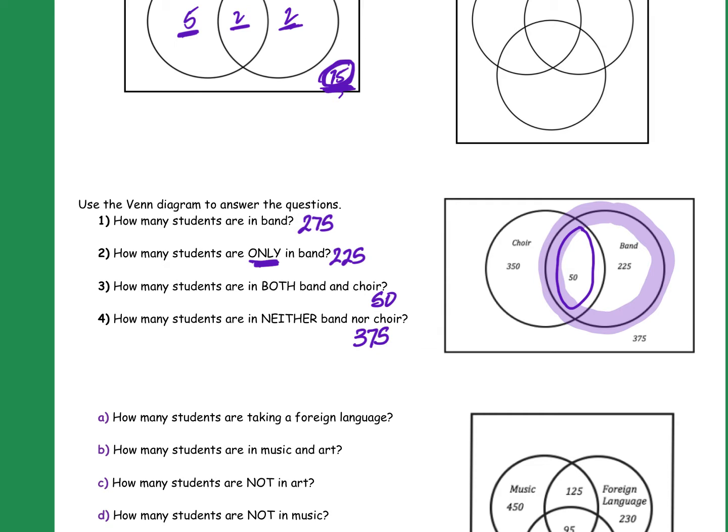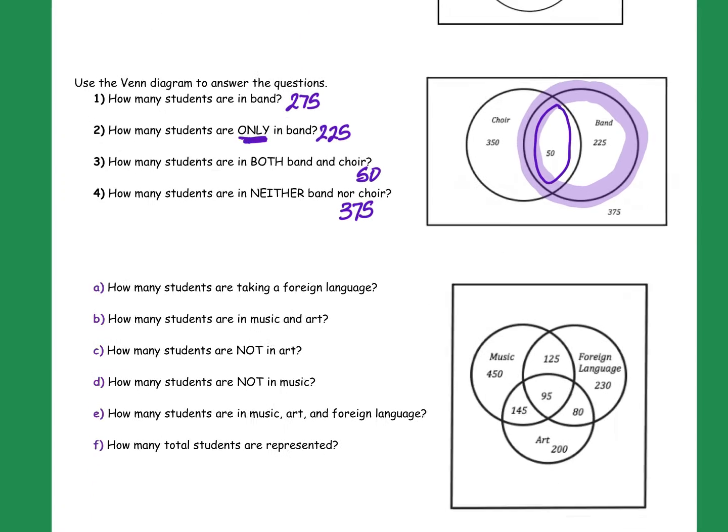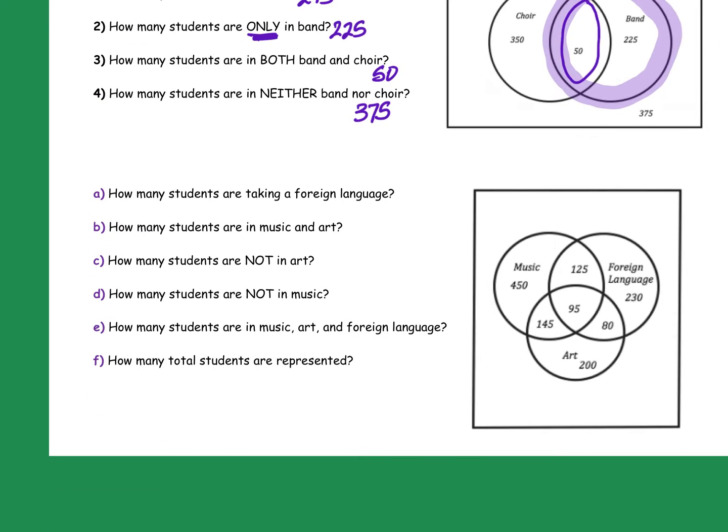Now I want you guys to take a few seconds and see if you can answer these. How many students are taking a foreign language? 530 students. Very good. If I take my foreign language circle here, I add everything in that circle, because those are all the kids taking a foreign language.